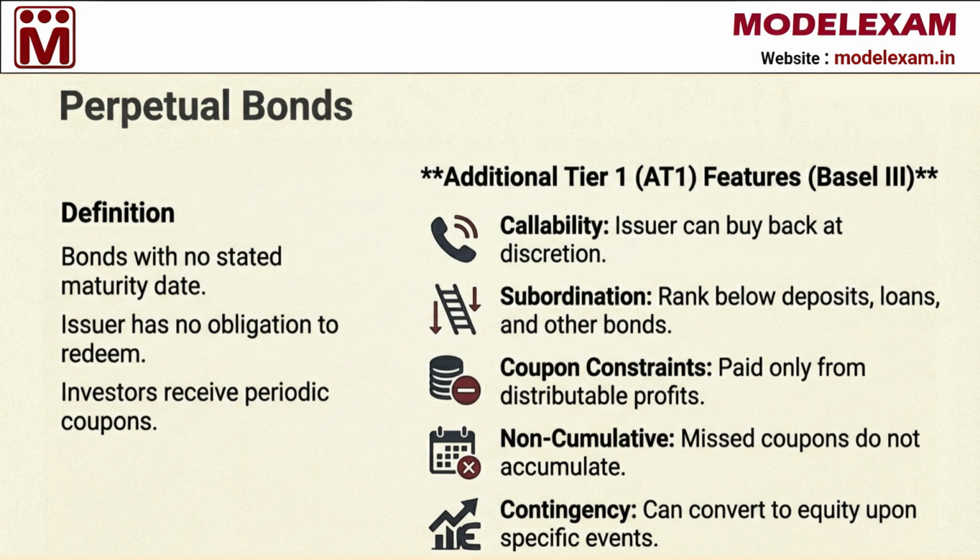These are riskier than normal bonds. The bank can buy them back if they choose, but they are subordinate to other debts. Also, if the bank does not make a profit, they might not pay the coupon at all, and these missed payments do not accumulate. They are gone forever.